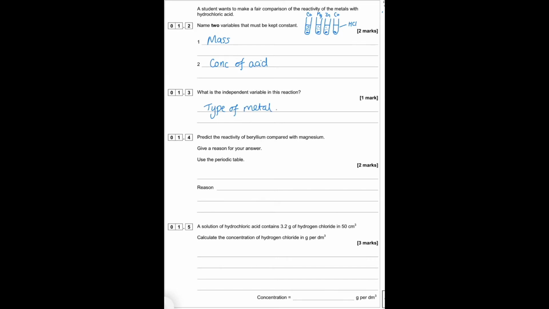For the next question, it says, predict the reactivity of beryllium compared with magnesium, and we can use the periodic table to help us. Now, if you look at the periodic table, beryllium is higher up in group 2 than magnesium. Therefore, beryllium is less reactive than magnesium, and the reason being it's going to be a smaller atom, so the electrons would have a greater attraction to the nucleus.